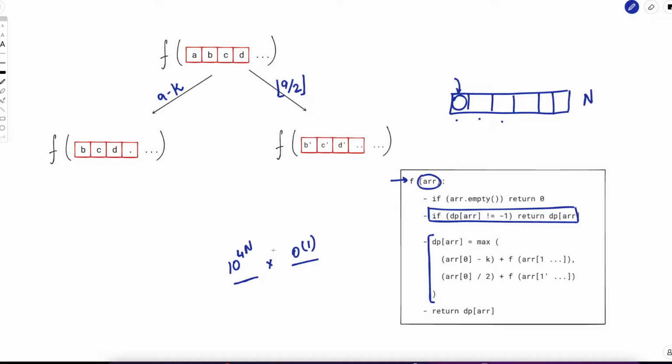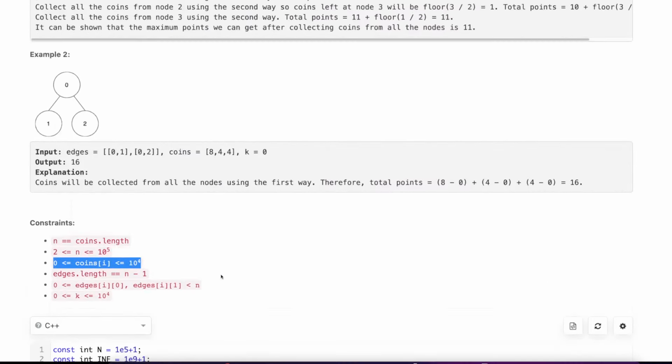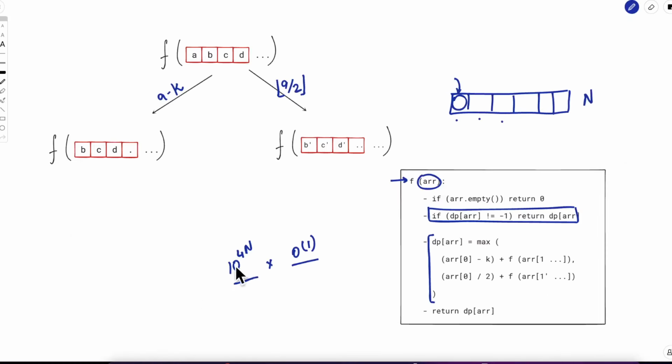So this is the overall time complexity, which will surely not pass because n is 10 to the power 5, and this can only pass up to n equals 2 at max, right? So we need to optimize this. Now which part? This part is already at its minimal, so we don't need to worry about this. Instead, we have to see if we can somehow optimize this part.